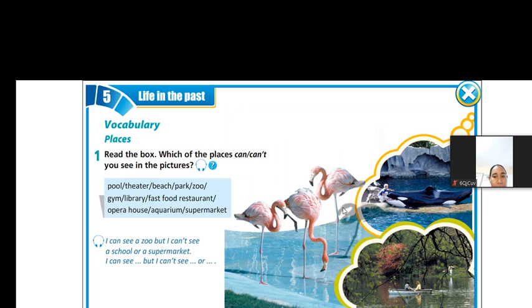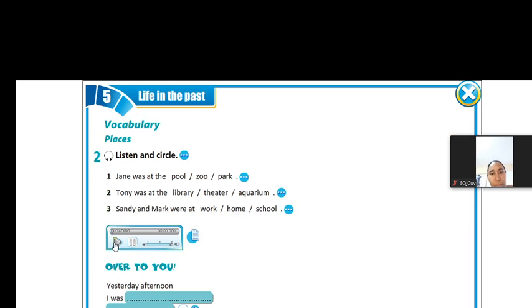All right, you listen. They're going to say Jane was at the pool, or Jane was at the zoo, or Jane was at the park. So you need to correct or complete with 1, 2, or 3. I'm going to play and you tell me.